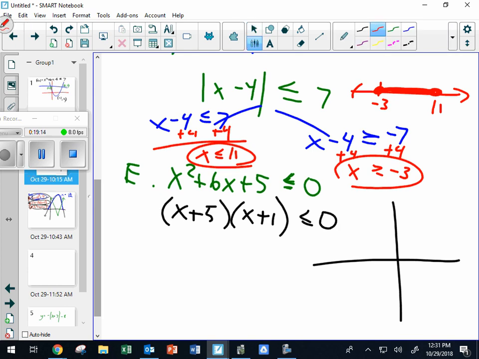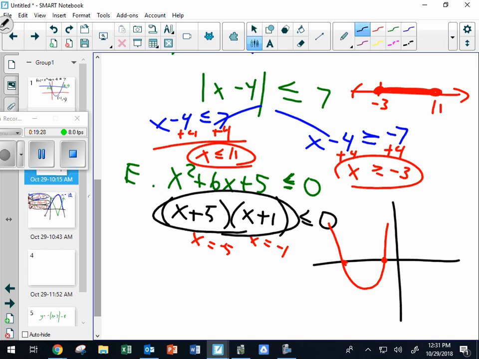And you have to know negative 1 and negative 5 are the roots. So here's negative 1. Here's negative 5. Here's my parabola going through both. And now where is this parabola under 0? Oh, well, right in here. How do you say that?